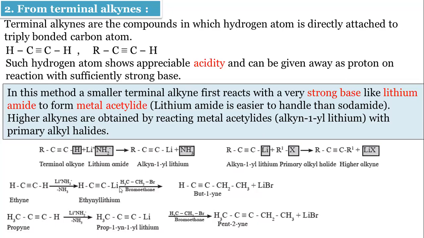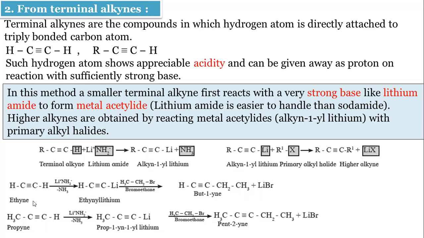So this is the first step. In the second step, it reacts with one alkyl halide, bromoethane. Lithium will combine with the bromine, and this CH3CH2 will be attached here, and we get but-1-yne. So this is an alkyne. What is the name of this alkyne? But-1-yne, because there are four carbons, and on carbon number 1 there is a triple bond. That's why it is but-1-yne, and the byproduct is lithium bromide.